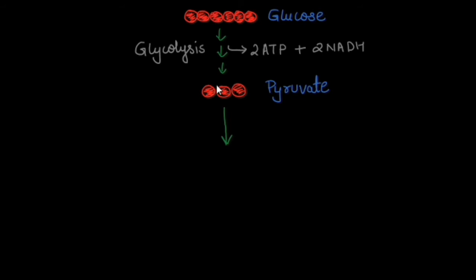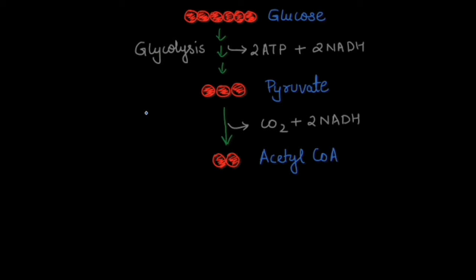Further, the pyruvate is converted into acetyl CoA, which is a 2 carbon molecule, in aerobic conditions, and it is done in order to enter the Krebs cycle. Now, this Krebs cycle is the second stage of cellular respiration.